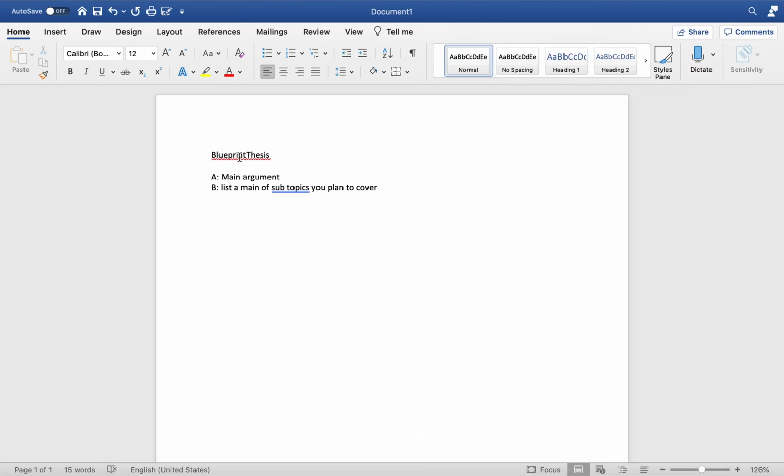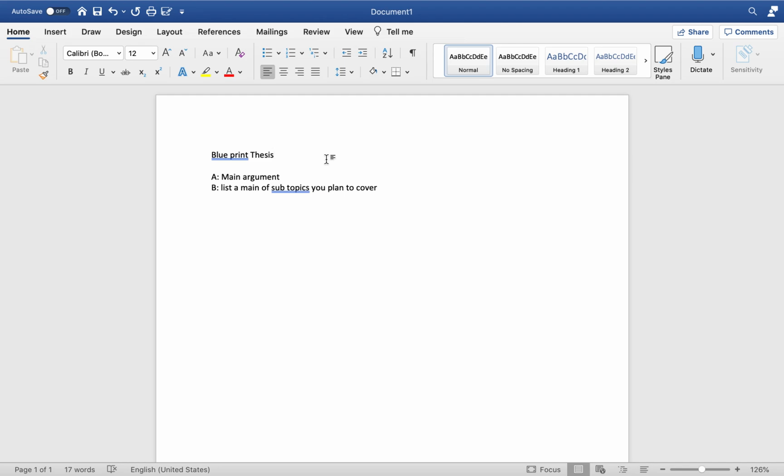Thesis statements should include 2 main pieces: the main argument that you're trying to make and a list of the main subtopics that you plan to cover. This is what is called a blueprint thesis statement. The blueprint thesis statement is attached to what is understood as the 5-paragraph essay.